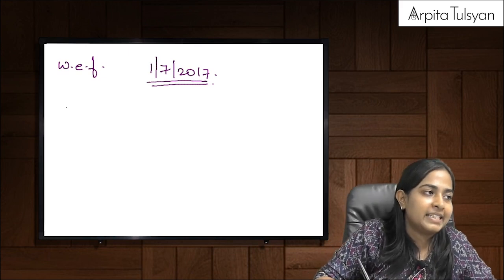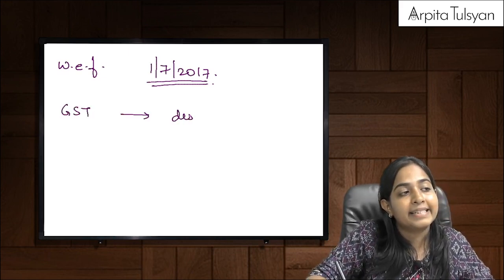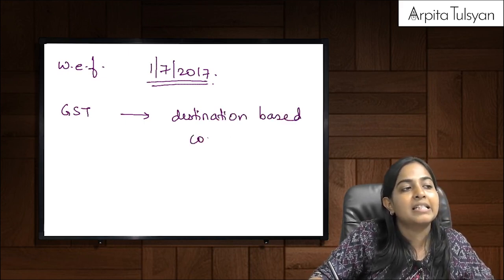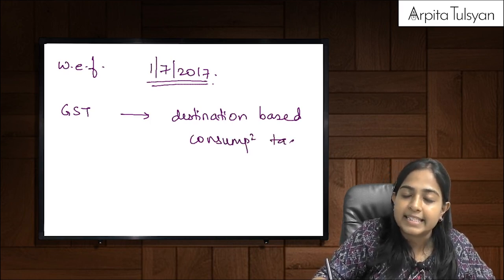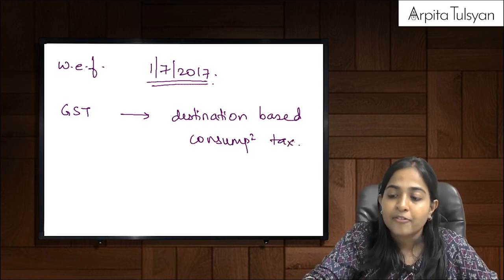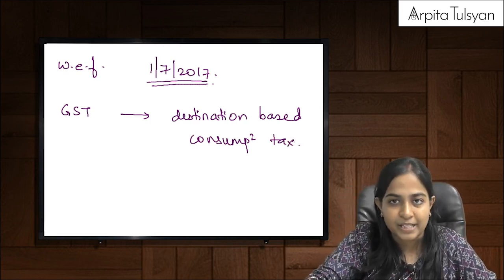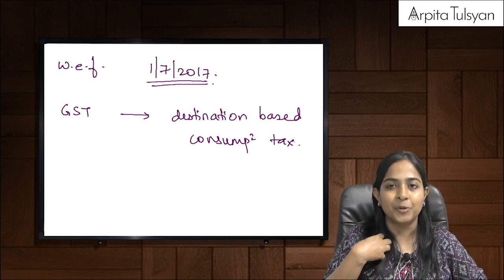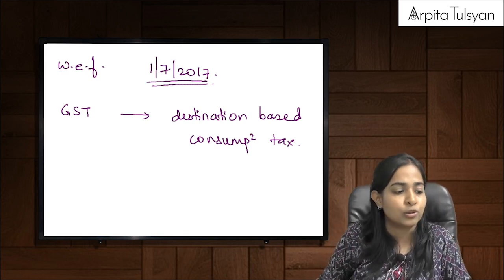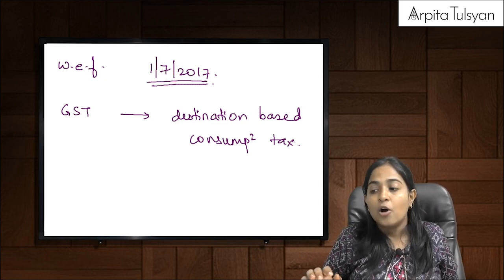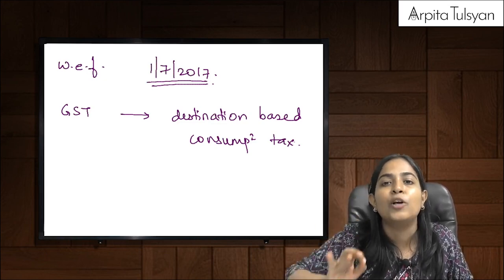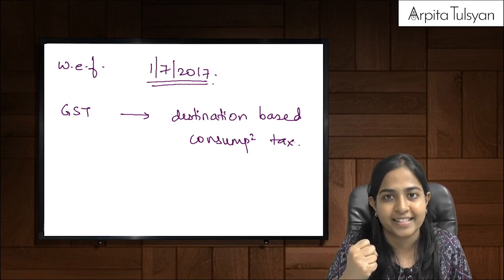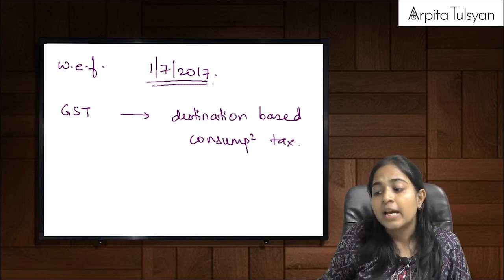Now they say that GST is a destination-based consumption tax. Okay, destination-based consumption tax. First of all, consumption tax means what? Consumption tax means the person who is ultimately consuming the goods. I will give a numerical example also; as of now, just try to understand it theoretically. The person who is ultimately going to consume the goods is ultimately going to bear the burden of tax.